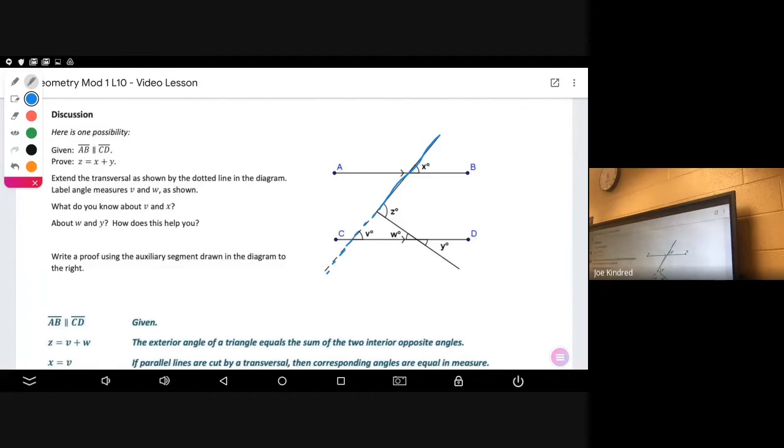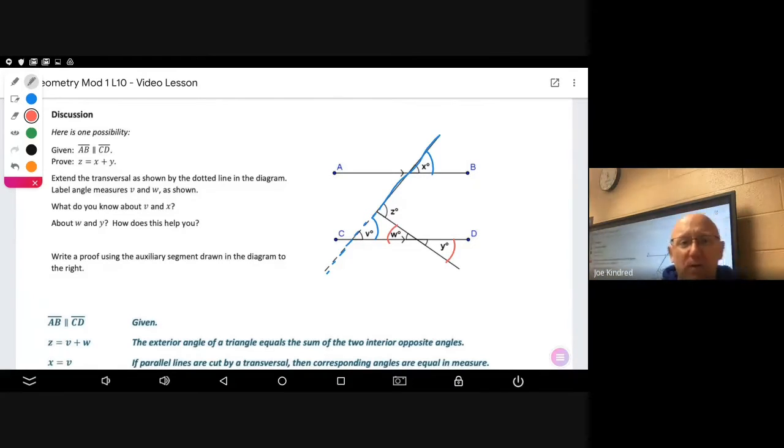And you might be asking, well, what does that do? In other words, what do you know about V and X? What do we know about V and X? Well, you should be saying, I know V and X are corresponding angles. That means they're equal. So that's one of the questions it's asking you. And about W and Y, what do we know about W and Y? Well, W and Y, they're equal because they're vertical angles.